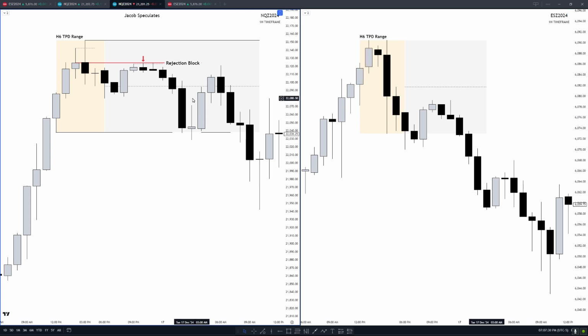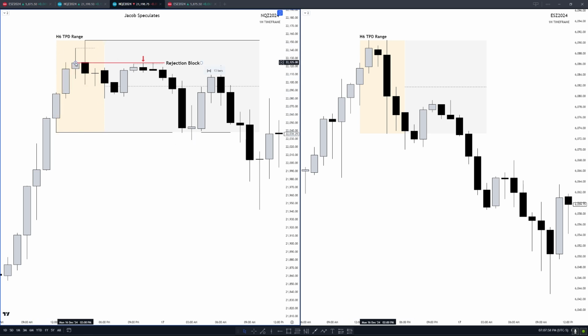As far as entry went, my entry was in premium on the NASDAQ inside of this rejection block. Why is this a rejection block? Because I see a lot of people plot rejection blocks in their chart, but they don't choose the correct candles. As you can see, this candle right here took the high of the previous candle and then expanded away from it a little bit, while we have a TPD inside of this.